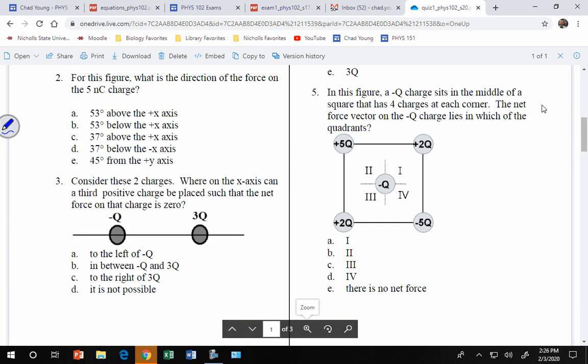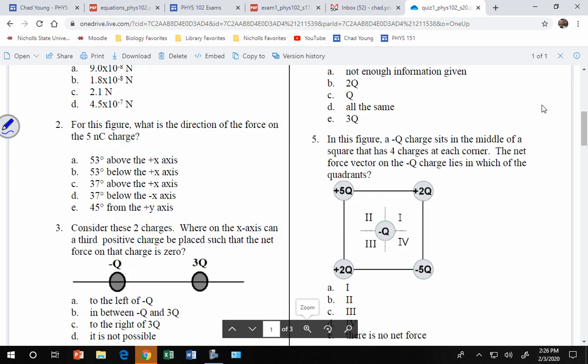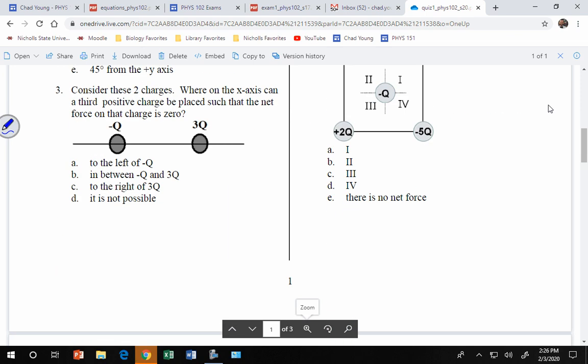Any of these others stand out to you? Which one to look at? Number 3? Yeah, so where on the x-axis can a third positive charge be placed such that the net force on the charge is 0? So I really only have 3 possibilities: to the left of Q, in between them, or to the right of 3Q, like here, here, or here, somewhere in those regions.